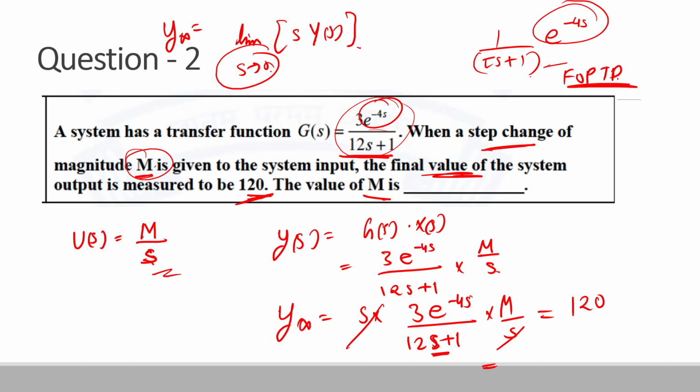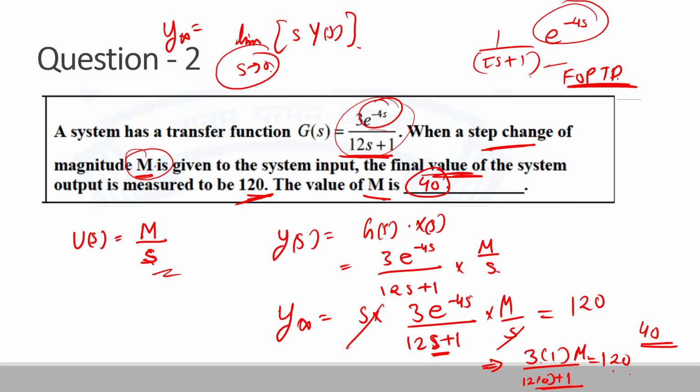So over here we can put s as 0, and over here also we can put s as 0. So basically we will be having 3 into 1 upon 12 into 0 plus 1, that is equal to 1. Basically this term will be 1. So we are having 3m is equal to 120, that is basically m is equal to 120 by 3, that is 40. So the value of m we found out as 40.